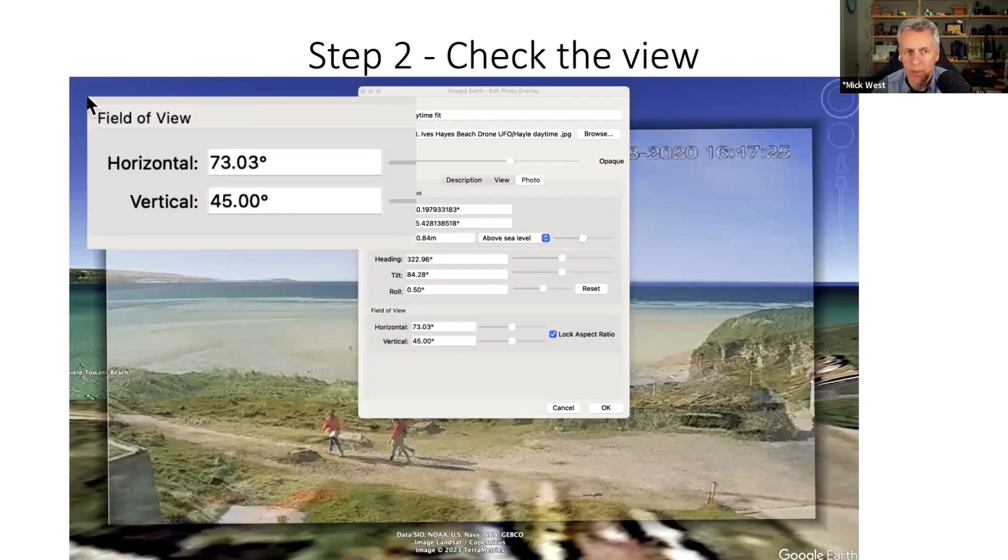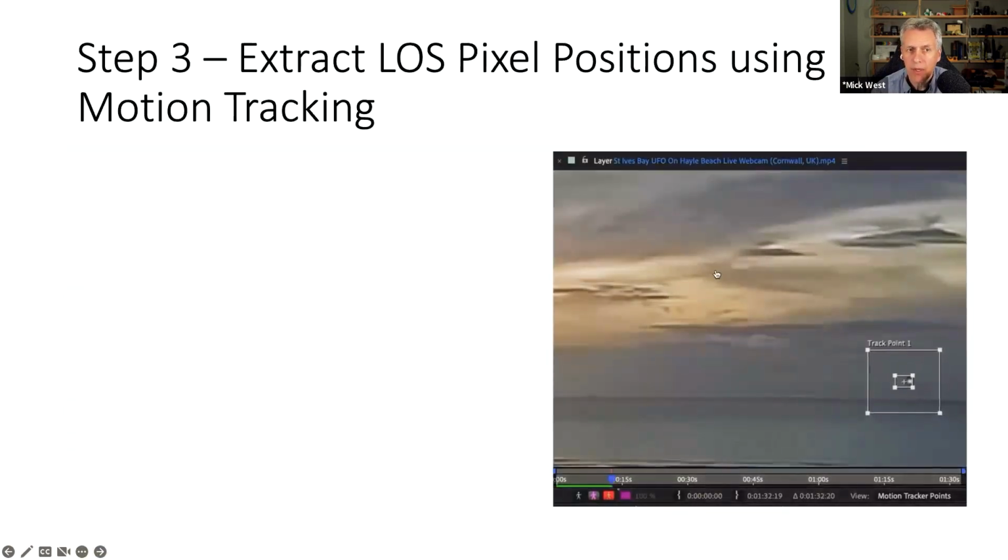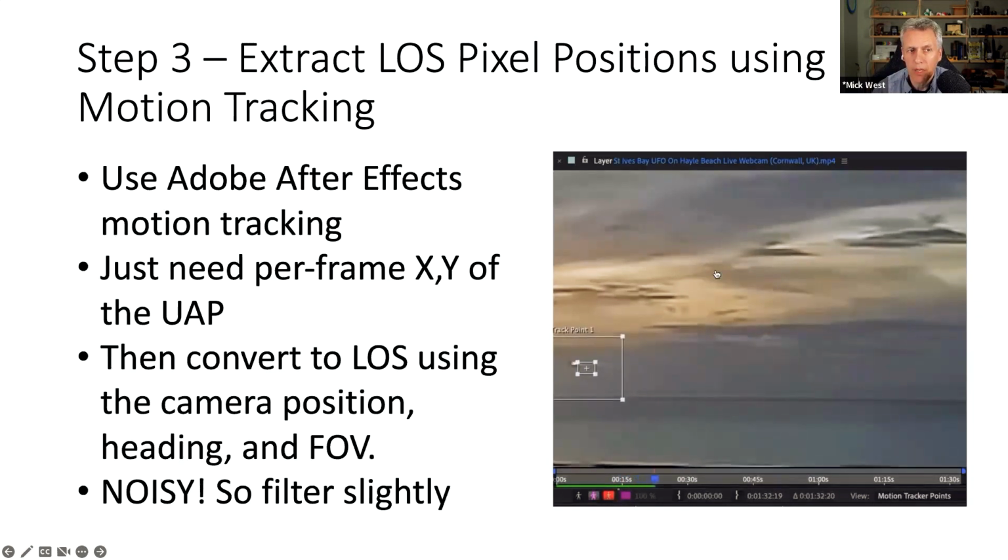We can set the camera to that position and check that the field of view is correct. Here I've set up a camera that matches that particular video. We've got a 45-degree vertical field of view. Then we want to extract the lines of sight, and we can do that in an automated way. We can use Adobe After Effects to do motion tracking of the point, and then extract the per-frame X and Y coordinates, and that gives us the lines of sight. We can then apply that. I'm going to do a quick demonstration of what that actually looks like once we put it into my software.